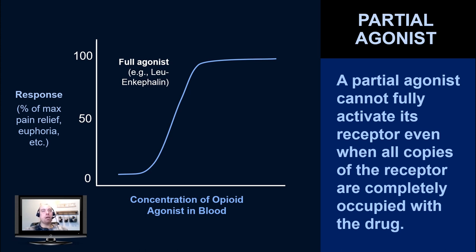But the idea is that if we had a full agonist, believe it or not, this is endogenous. This is already in your body. It's called leu-enkephalin. Leu-enkephalin, to my knowledge, is probably the strongest agonist of the mu opioid receptor that we are aware of. And that's already, like I said, in the body. So that would give you the maximum response.